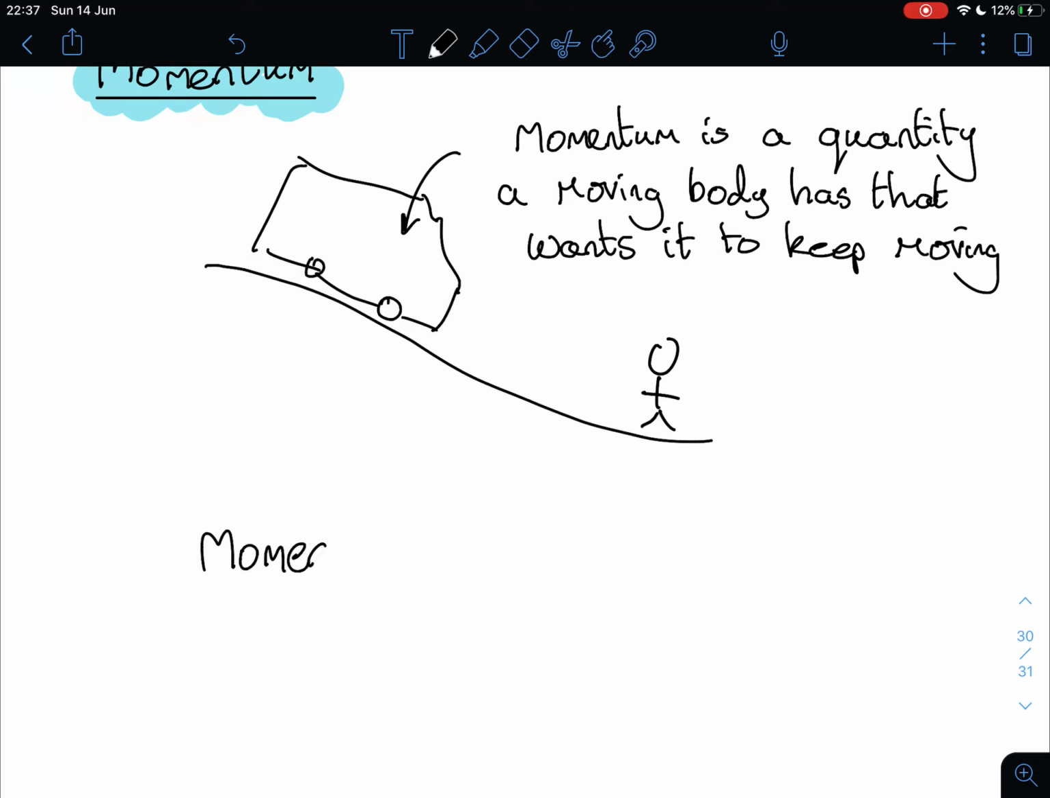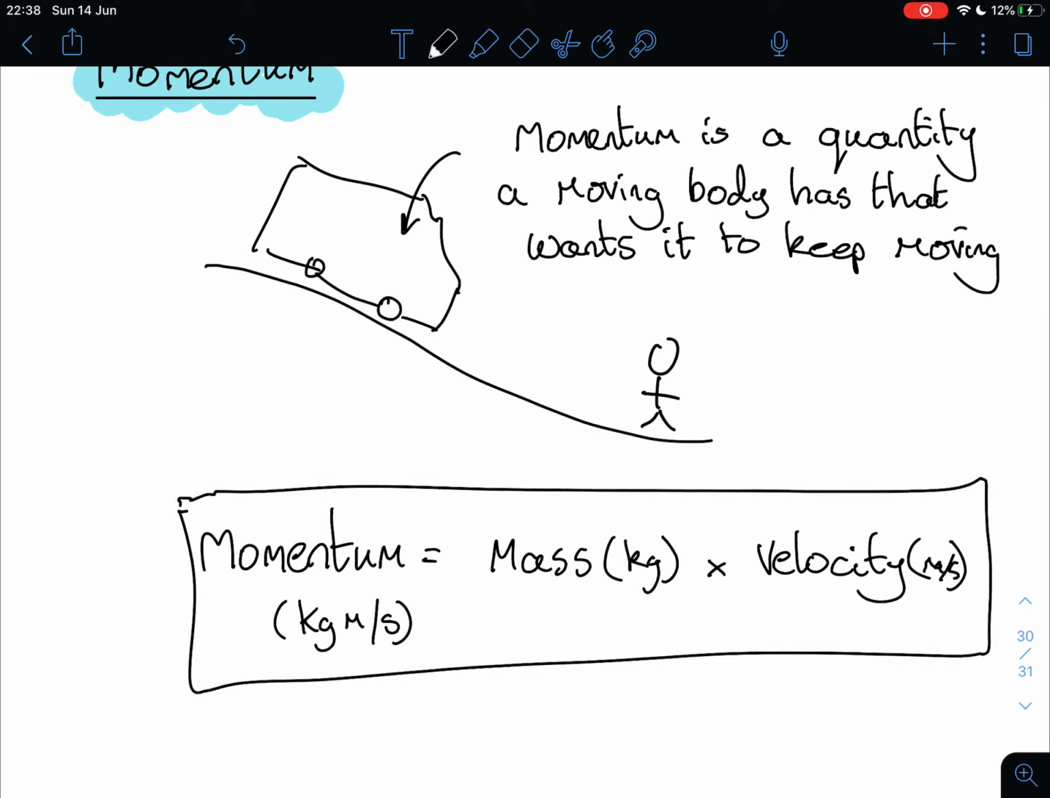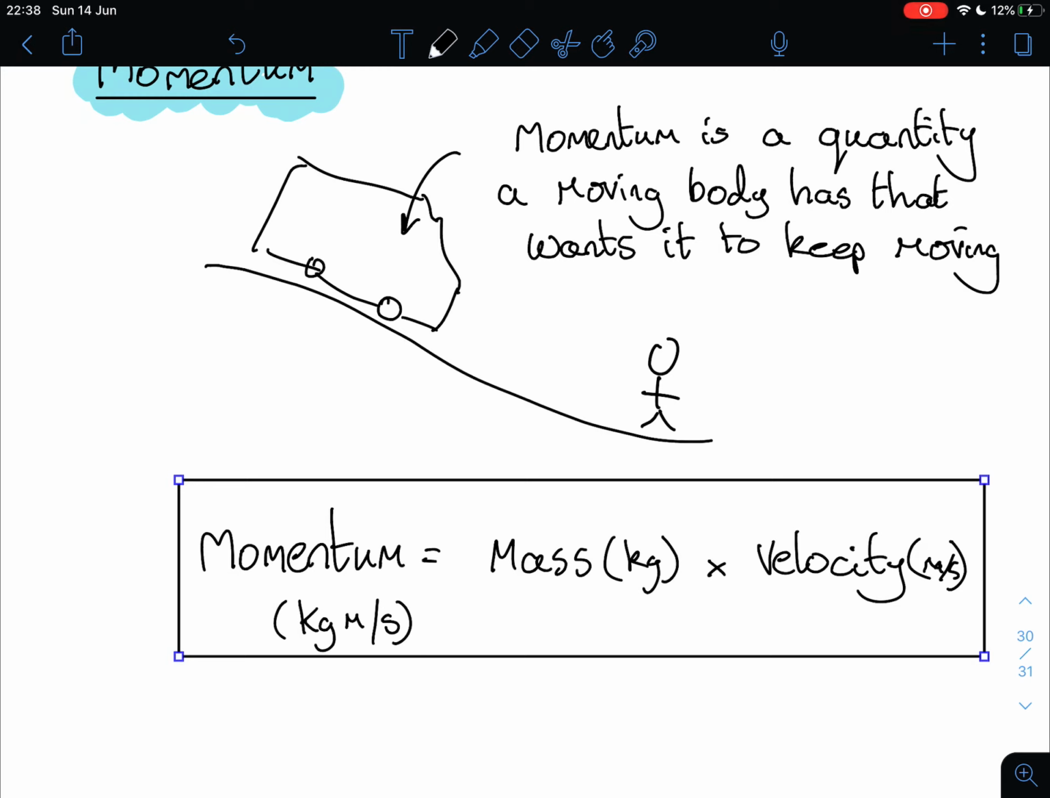The momentum of an object is equal to the mass of the object, and I'll put the units in a minute, times the velocity of the object. Now the unit is a funny one. Kilograms for mass, meters per second for velocity. So the unit is made of those two. It is kilograms meters per second, like so. So that's the equation. So if anything, if you're falling asleep in my videos, remember that.